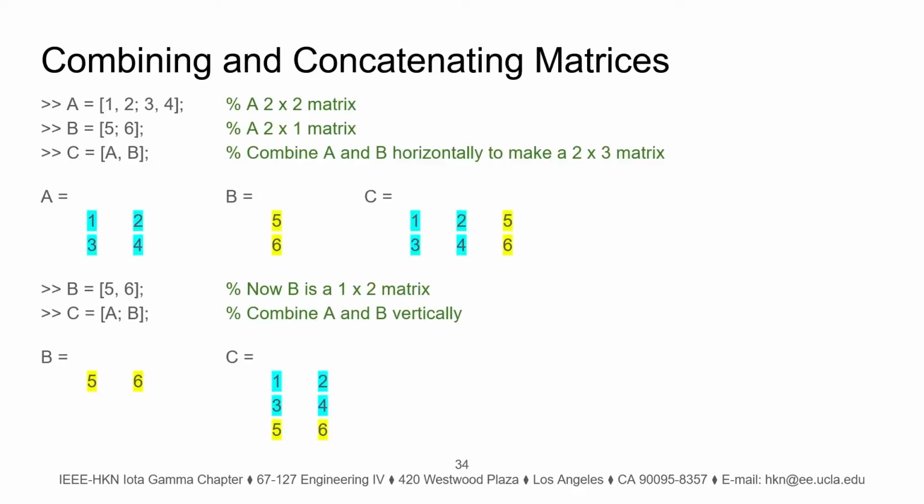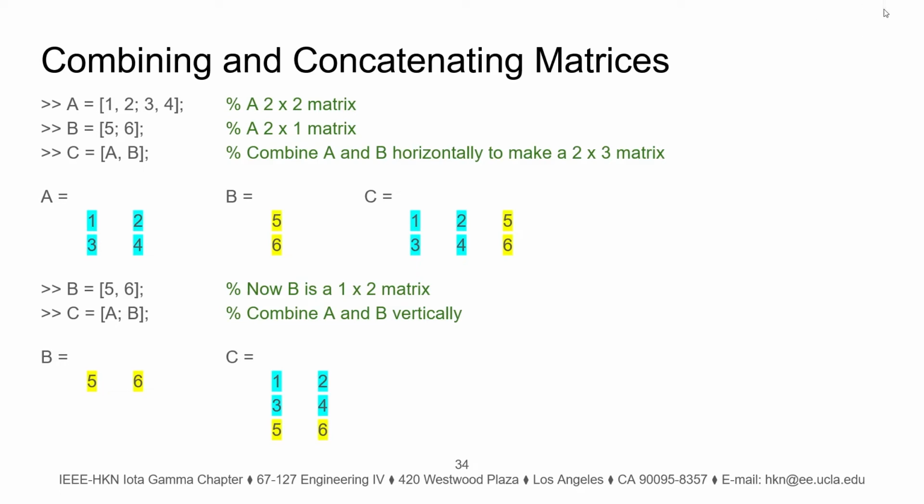Now we're going to talk about combining and concatenating matrices. To demonstrate this, we have a matrix A, which is 1, 2 in the first row, and 3, 4 in the second row. This is a 2 by 2 matrix. We have B, 5 in the first row, 6 in the second row, so it's a 2 by 1 matrix. And for matrix C, we're trying to combine A and B. First, we're going to combine A and B horizontally to make a 2 by 3 matrix.